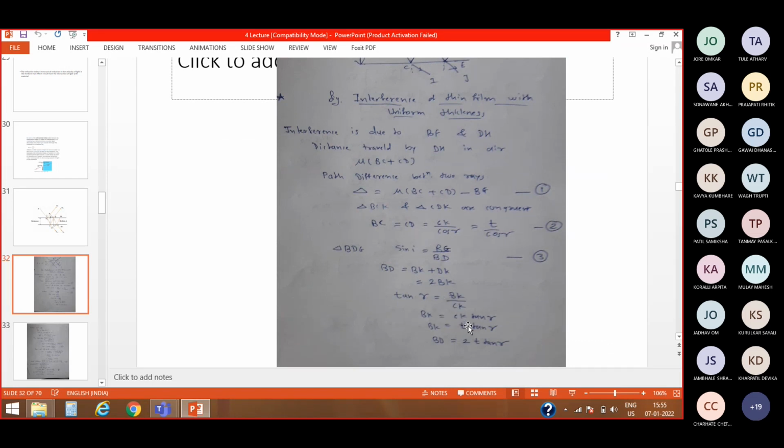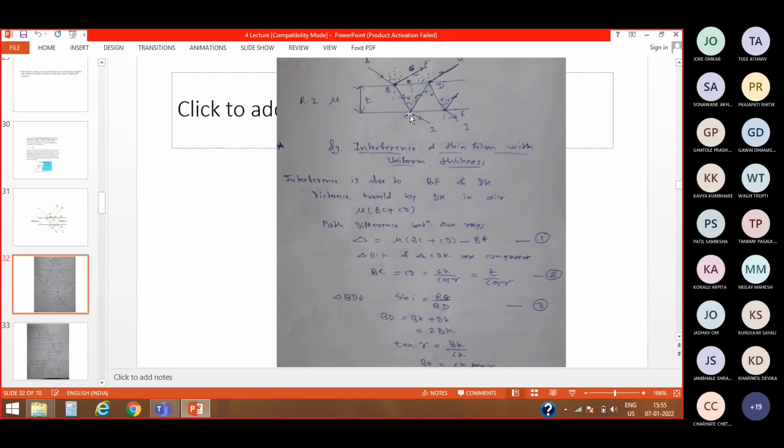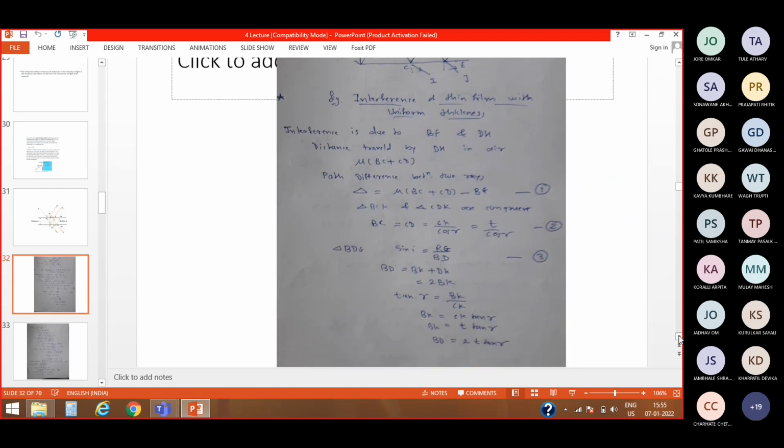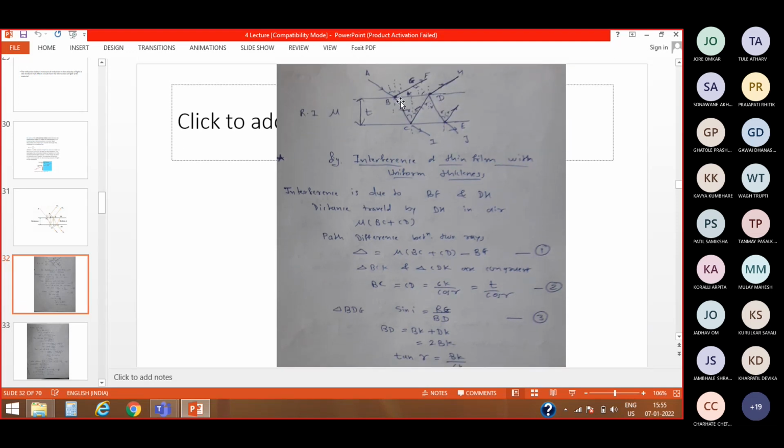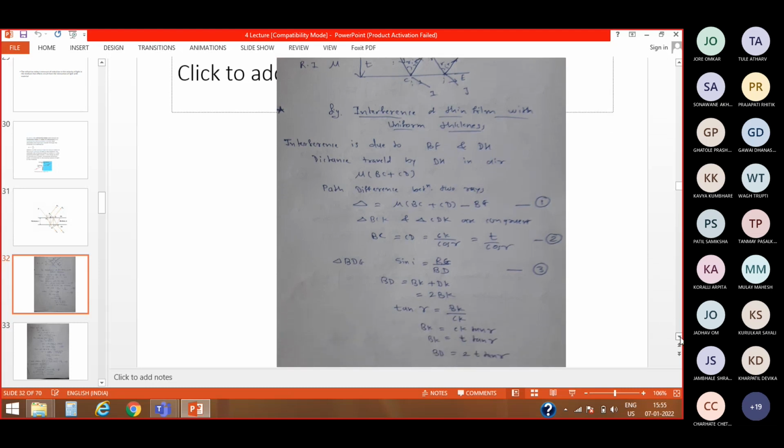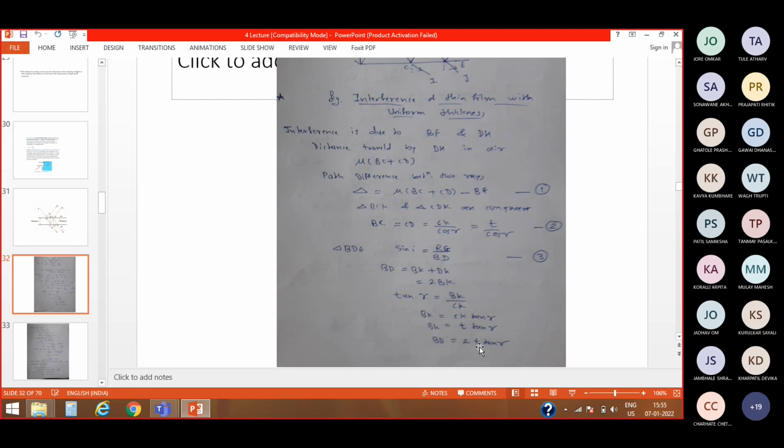CK into tan of r. But what is CK here? CK is the thickness t. So this CK is the thickness small t, that is the thickness of the thin film. So I can write BK is equal to small t into tan of r. But BK and KD both are equal. So I can write BD as 2 times t into tan of r.